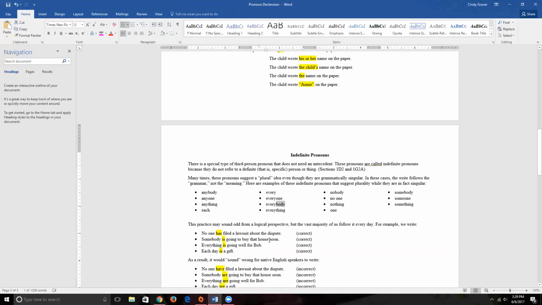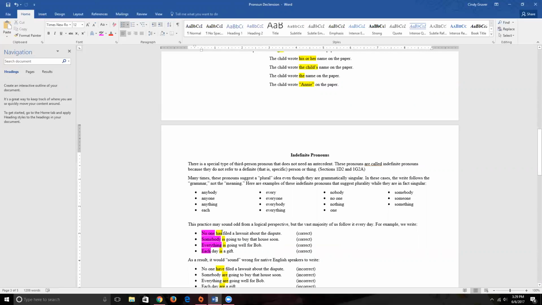Somebody is going to buy that house soon. Every day is a gift. No one has filed a lawsuit about the dispute. Everything is going well for Bob. In all of these sentences, I am using a singular verb. Our indefinite pronoun is acting as the subject. Let me put that in pink. And so we ought to have a verb that matches the subject. You need to have subject-verb agreement. And we can see that these are singular.